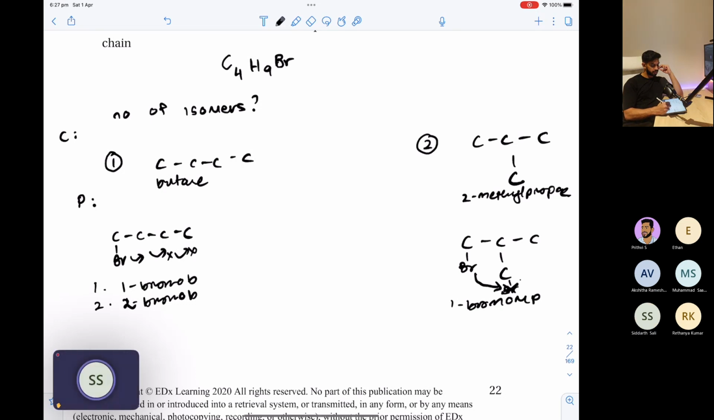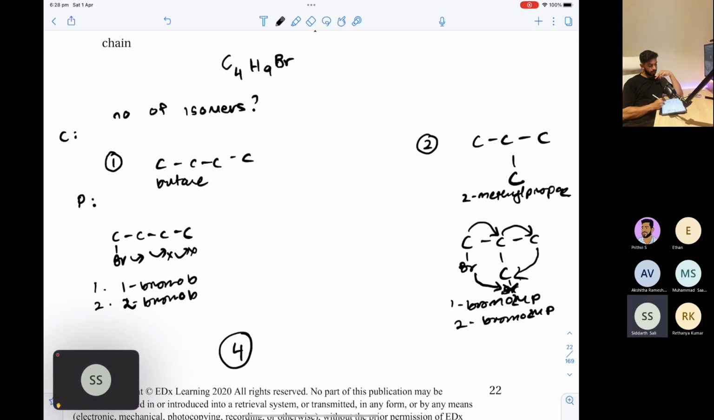What if it moves here? What would it be called then? It'd be 2-bromo-2-methyl. Good. Yeah, it'd be 2-bromo-2-methylpropane, right? What if it was moved there? What would it be called? It'd be the same as the first. Good. And if we move it there, we're back to square one. So in total, how many isomers do we have? 2. Good. And overall, we have 2 there and then 2 here. So in total, we have 4 isomers.